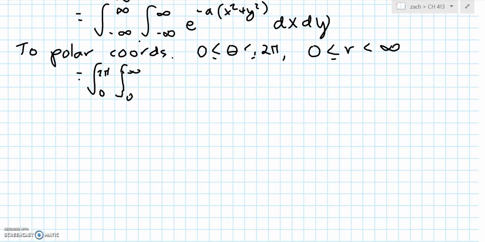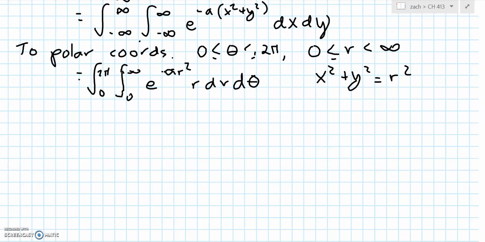So now if we do our polar substitution, x squared plus y squared is equal to r squared. So we have e to the minus a r squared. And whenever you convert to polar, you have to put in an extra r. So we have r dr d theta.